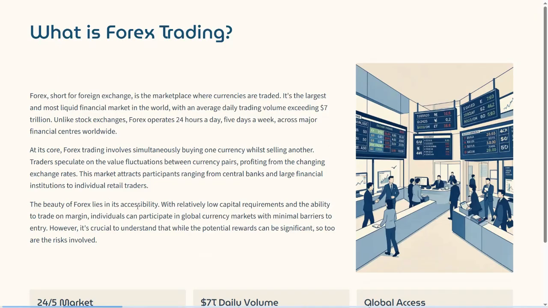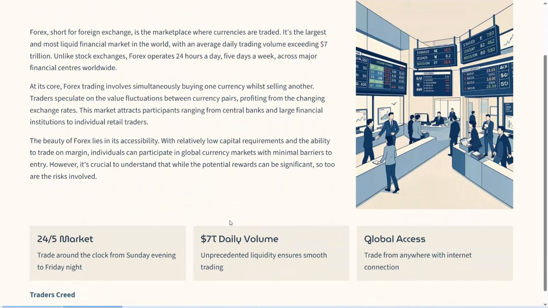The beauty of forex lies in its accessibility. With relatively low capital requirements and the ability to trade on margin, individuals can participate in global currency markets. Irrespective of who it is, you and I, anyone, it's accessible. At its core, forex trading involves simultaneously buying one currency while selling another. It's a 24-hour market open 5 days a week, with a daily trading volume of about $7 trillion, and is accessible anywhere in the world.